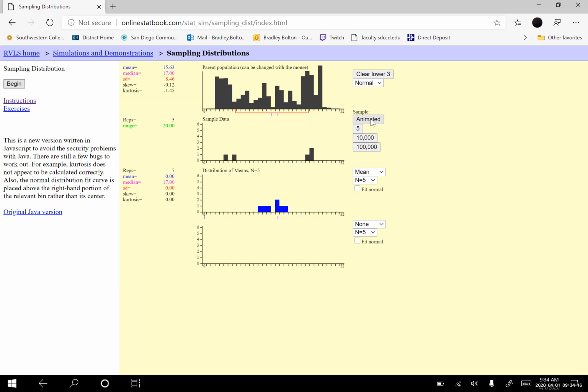So now let me animate 10,000 of these. It's going to do 10,000 of these draws. Look what it created. It just did 10,000 samples. It drew a sample of 5, it drew a sample of 5, it did it 10,000 times, and then it plotted the means in the blue. Now let me do 100,000. Look at how close that is. The distribution of the means is normal.